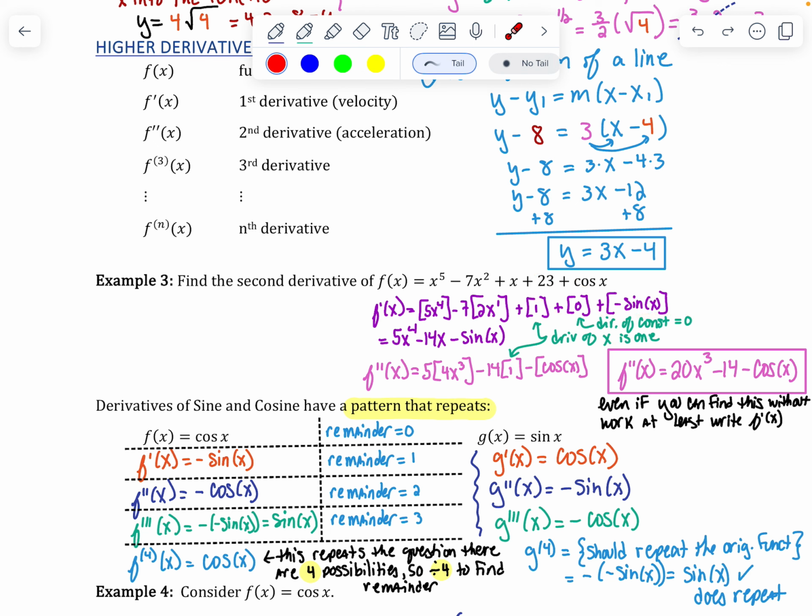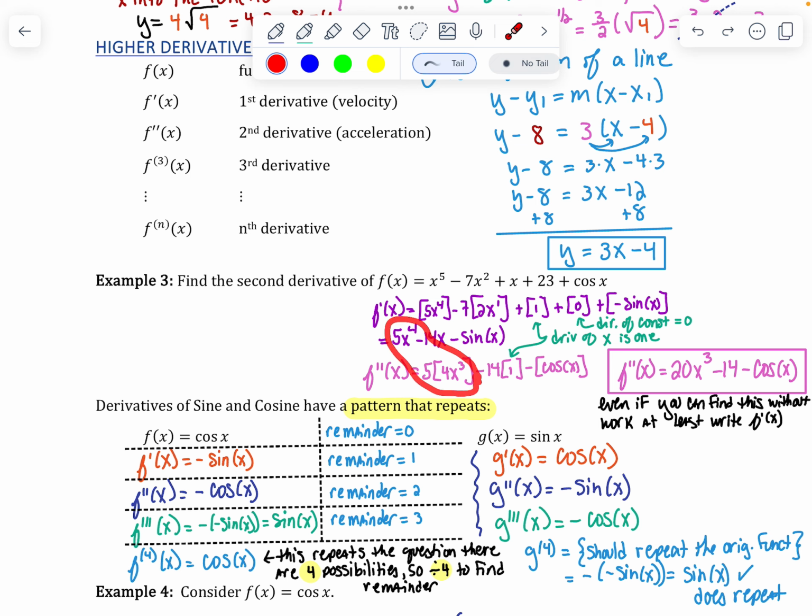And the derivative of the cosine is the sine, but we wrote the word sine, so we put the negative. So cleaning all of this up, we have 5x to the fourth minus 14x minus sine x. And that was our first derivative. But now I'm treating the purple function as a question.